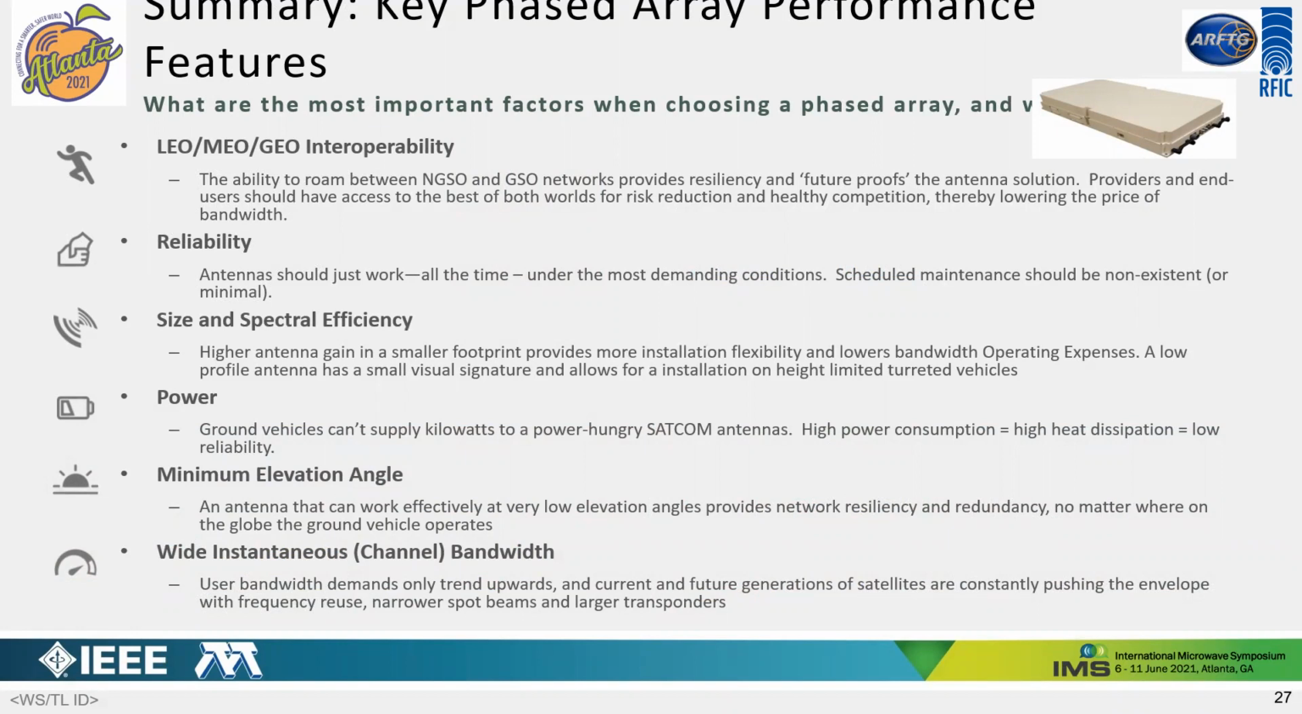We talked quite a bit about power, and we also alluded to minimum elevation angles. An antenna that can work effectively at very low elevation angles gives you more flexibility, particularly on a moving vehicle, to work larger constellations of different types. And then wide instantaneous channel bandwidth. We talked about frequency bands. We talked a little bit about Q and V band, but this is really referring to the channel bandwidth, the bandwidth you would see on the spectrum analyzer, if you will.